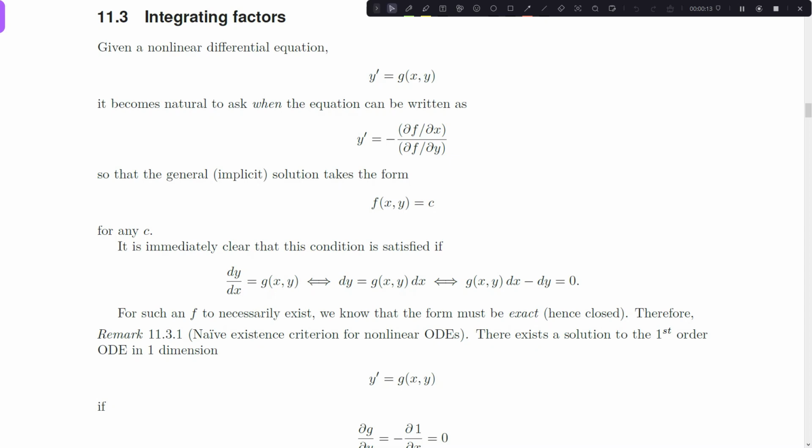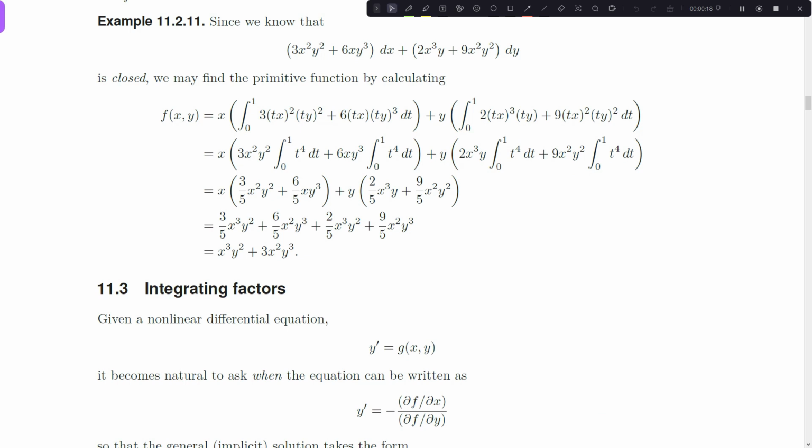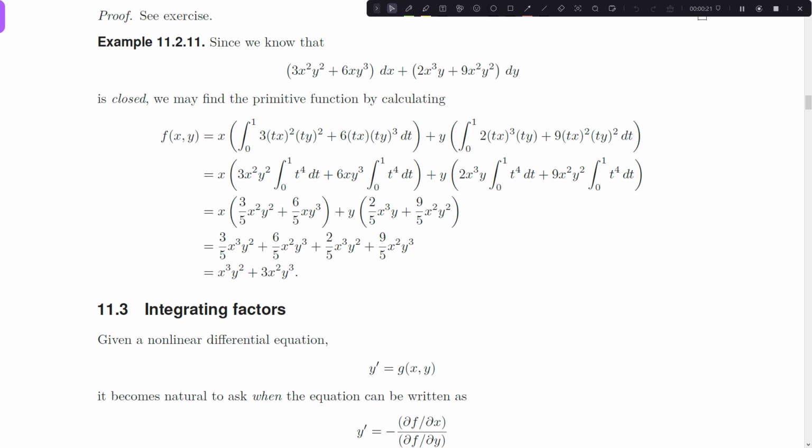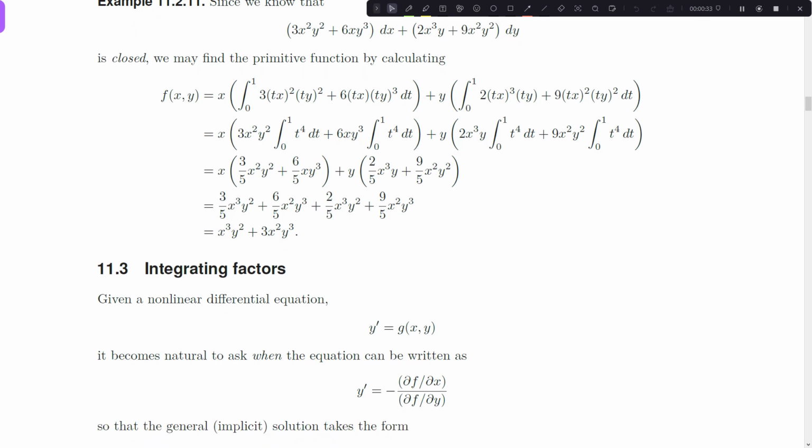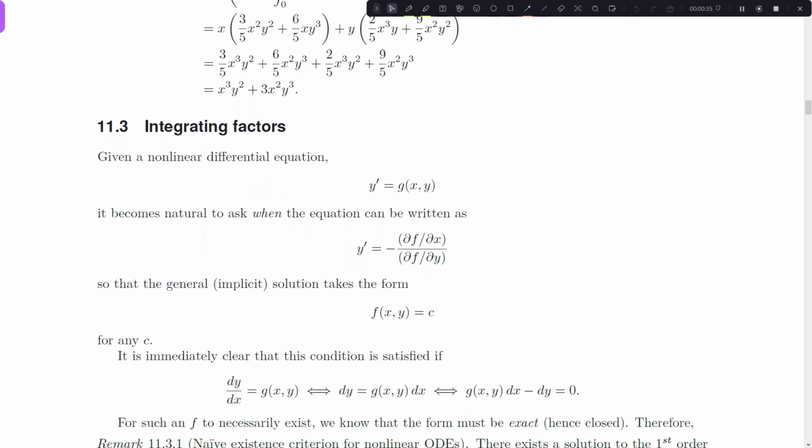Okay, welcome back. So we're on section 11.3, which is called integrating factors. Basically, what we've accomplished so far is figuring out how to make total differential forms, test if there exists a primitive to a differential form, and then compute the primitive. But today we're going to see why that's useful for solving nonlinear differential equations.